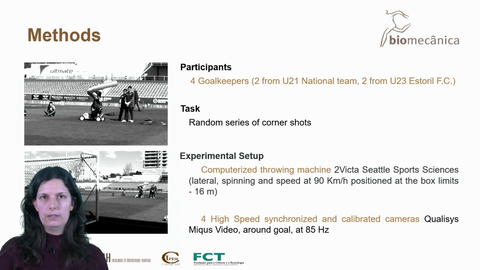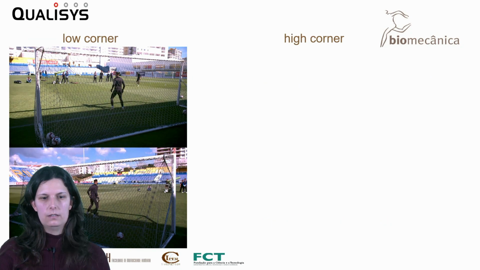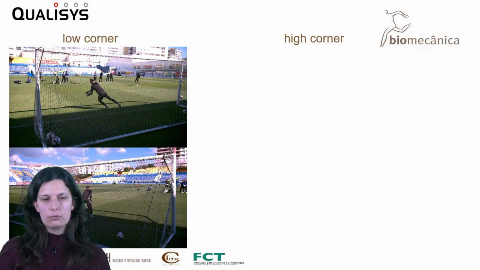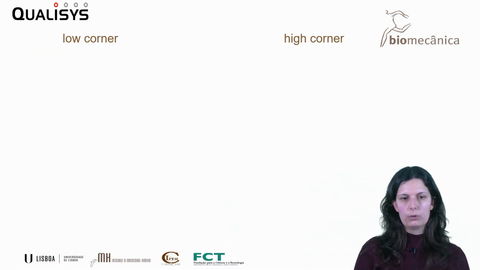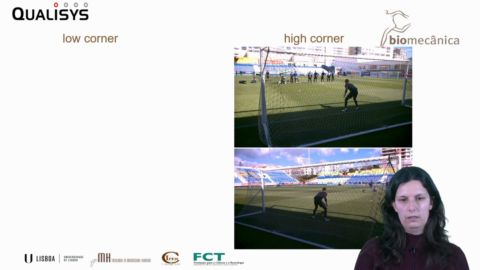To capture the player's movement, we used 4 high-speed video cameras from Qualisys that were placed around the goal and that were collecting at 85 Hz. The video images from all the cameras were collected using the software Qualisys Track Manager. And here we see an example of one of the goalkeepers defending a low corner and then a high corner.